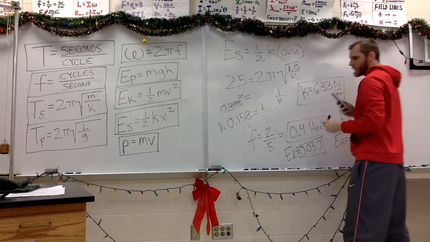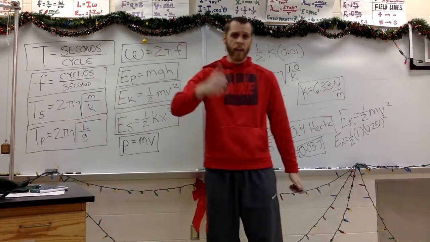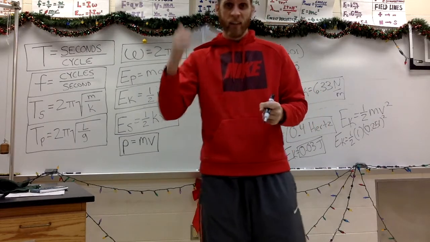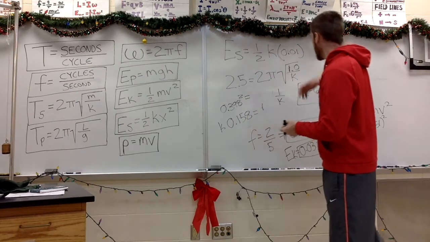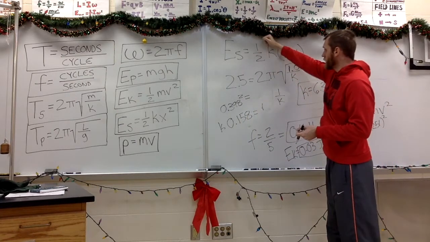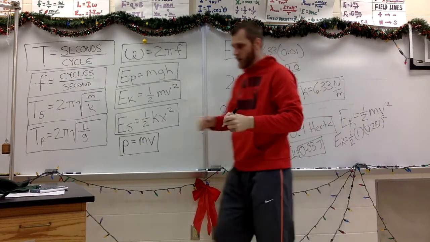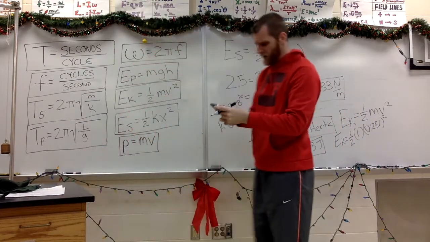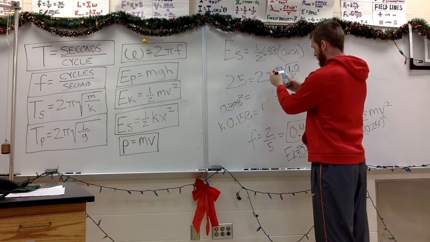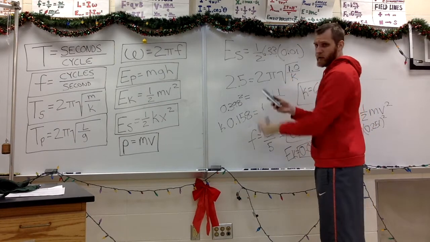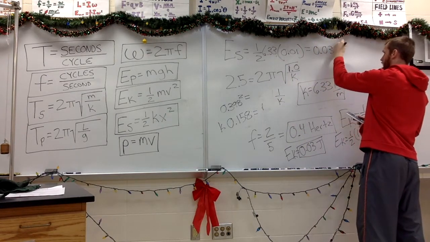That's not our answer, but that is a question we could ask: how strong is this spring? Remember, the bigger that k is, the stronger the spring. 6.3 is not a very big number, so this spring is very, very stretchy. Now, going back to our equation, plugging in 6.33 for k, what's the maximum elastic energy that this spring has? 1/2 times 6.33 times 0.01 is 0.03. It'll be joules.